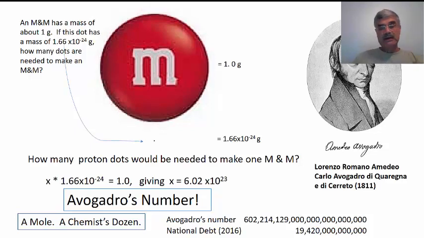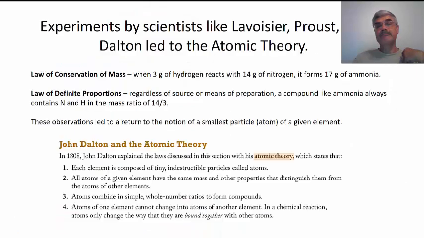So again, the concept: it would take Avogadro's number of these elementary particles, having a mass of 1 AMU, 1.66 times 10 to the minus 24 grams, to make up 1 gram, like 1 gram of an M&M.